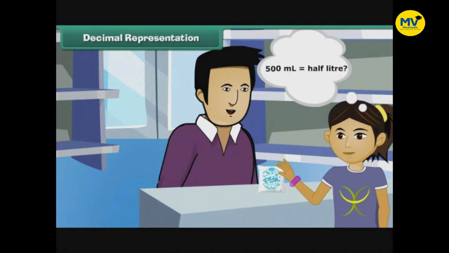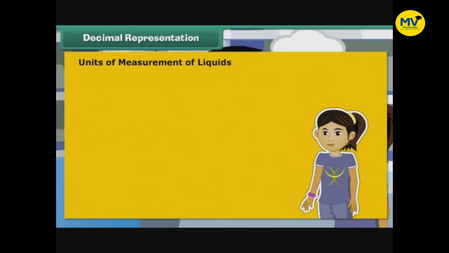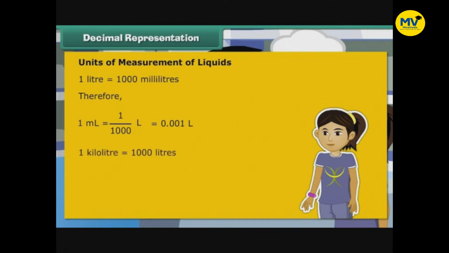To be able to answer this question, we must first understand the units used to measure liquids. Take a look. 1 liter is equal to 1000 milliliters. Therefore, 1 ml is equal to 1 by 1000 liter. That is equal to 0.001 liter. 1 kiloliter is equal to 1000 liters. Therefore, 1 liter is equal to 1 by 1000 kiloliter. That is equal to 0.001 kiloliter.